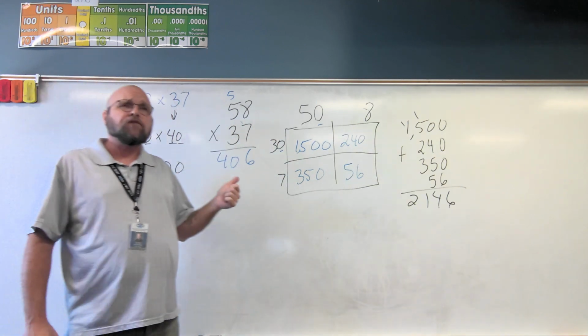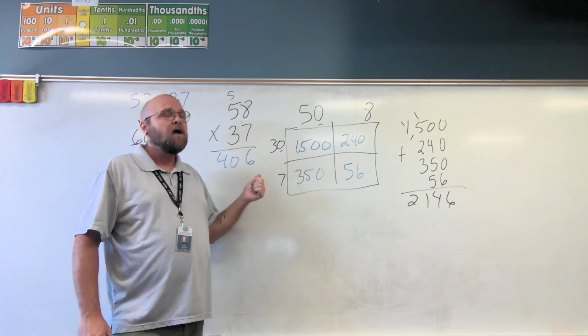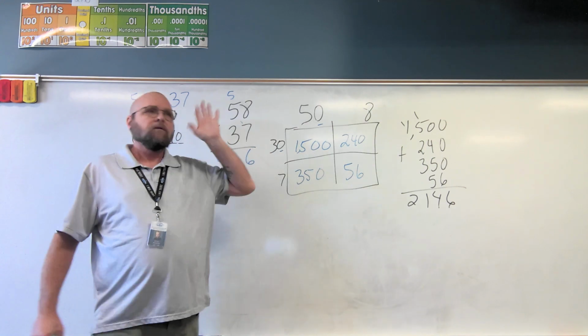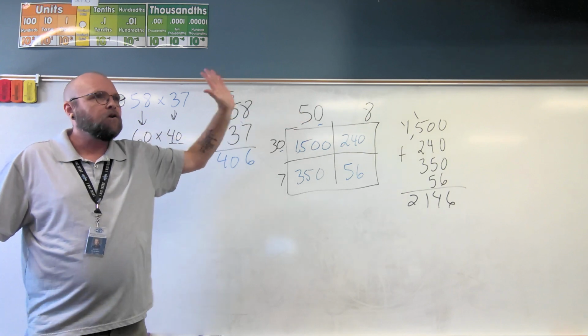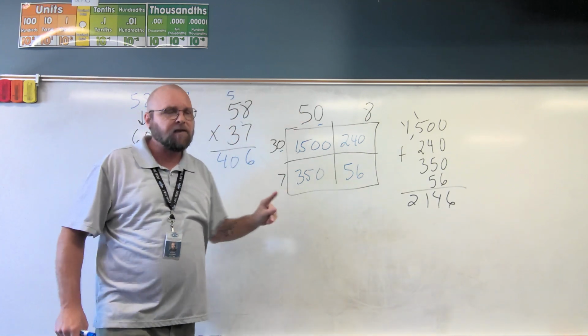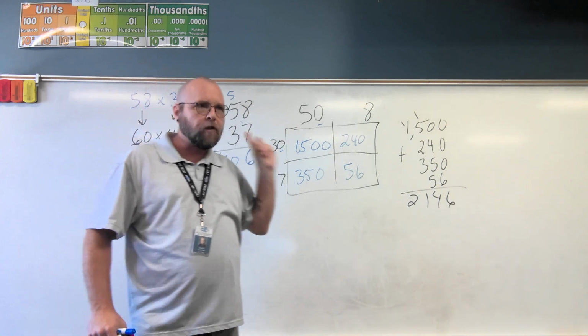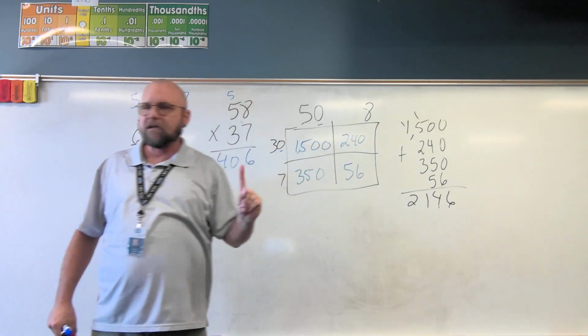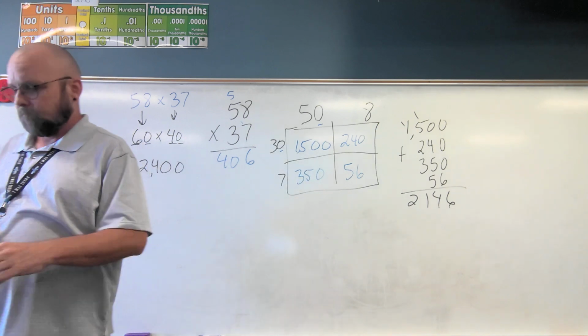You could have 2,487,863,000. It could be a huge number. You're still only multiplying one digit by one digit at a time. I need to get that through your head.